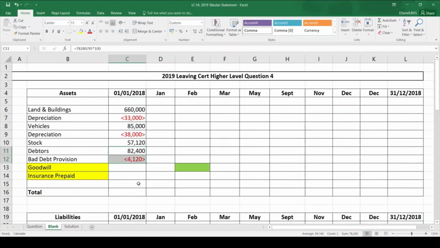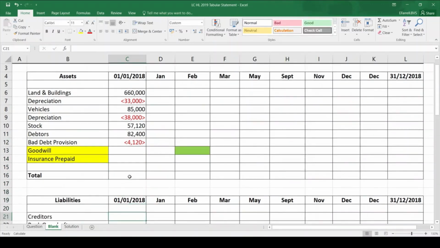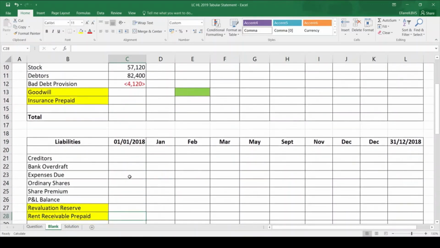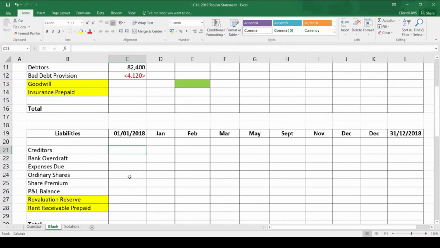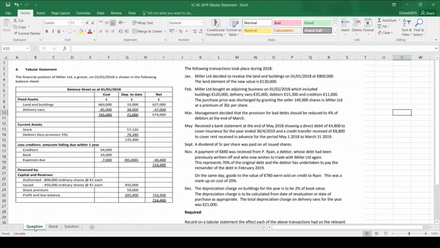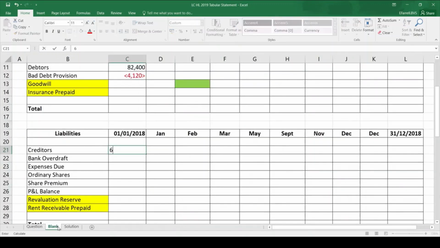And we won't worry about goodwill or insurance prepaid. They will be added to the question later on. There are no opening balances for those. Next, we will have a look at our liabilities. Again, we're just going to put in our current liabilities from the question. So creditors are 64,000. Our bank overdraft is 24,000. Expenses due are 7,000.